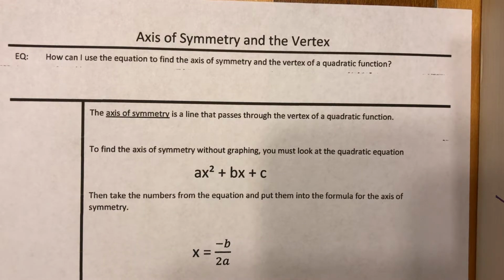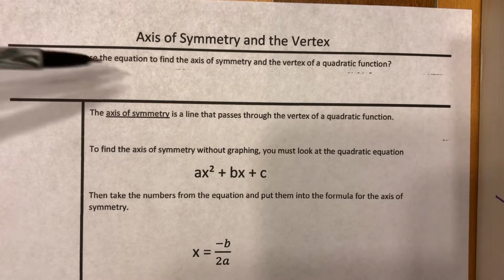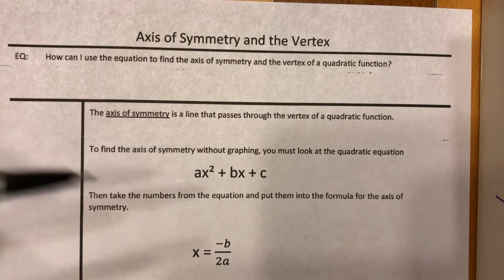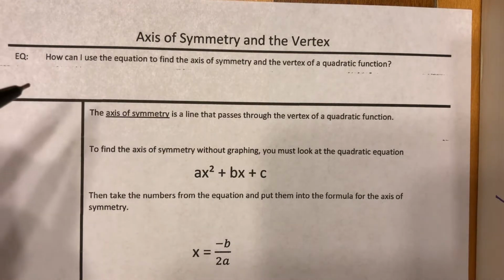All right, guys, I wanted to take a couple of minutes to talk to you about today's lesson, which is Axis of Symmetry and the Vertex. I'm going to go through the process of finding both of those items using the equation. So our essential question is, how can I use the equation to find the axis of symmetry and the vertex of a quadratic function? By the end of the video, you should be able to answer this question.